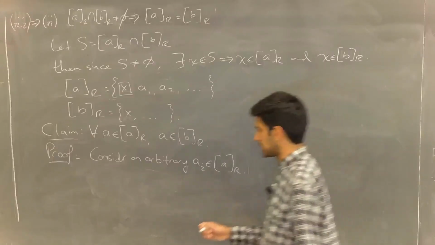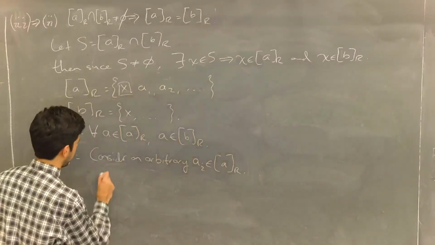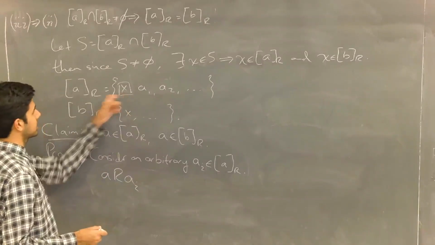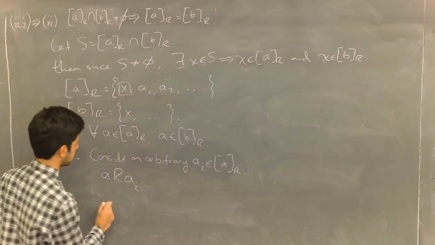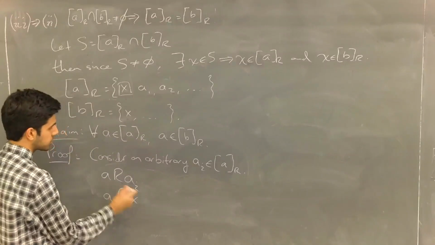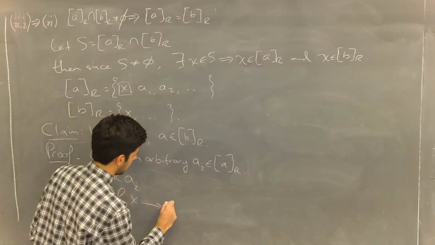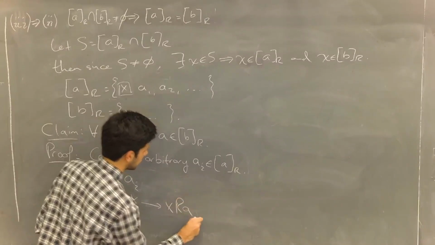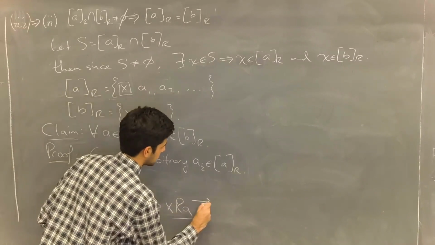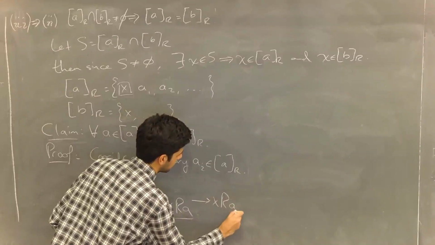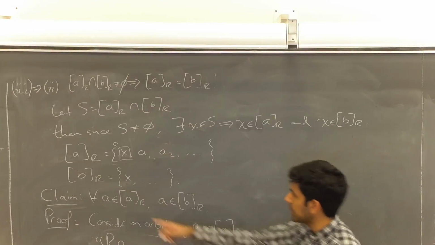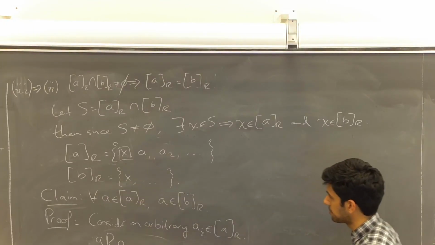Okay, so we have this. By definition, we know that A is related to A sub I. And we also know that X appears in this equivalence class. So we also know that A is related to X. Now we'll just work a little bit of magic. By symmetry, we know X is related to A. And then we'll use some transitivity with these two to say that X is related to A sub I.